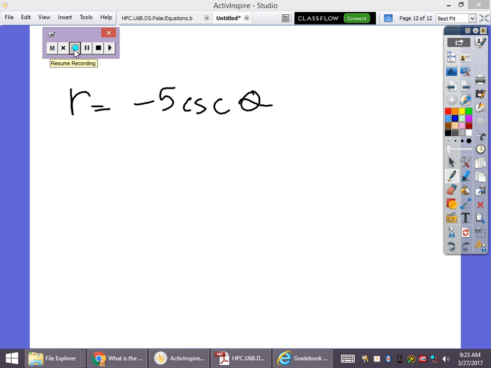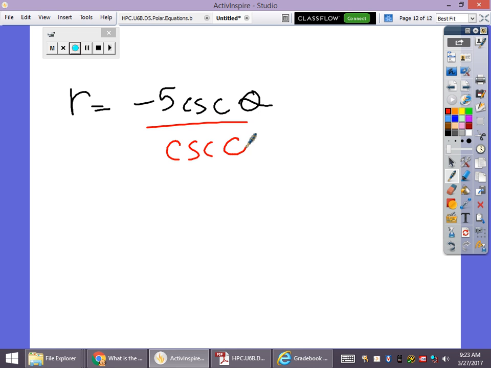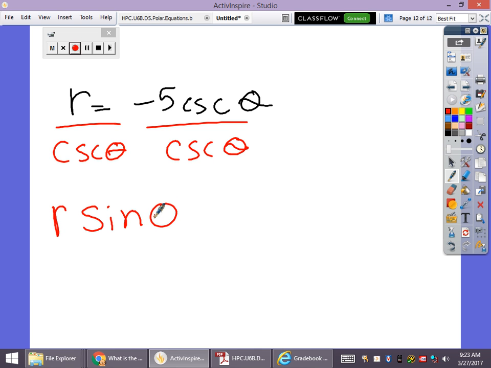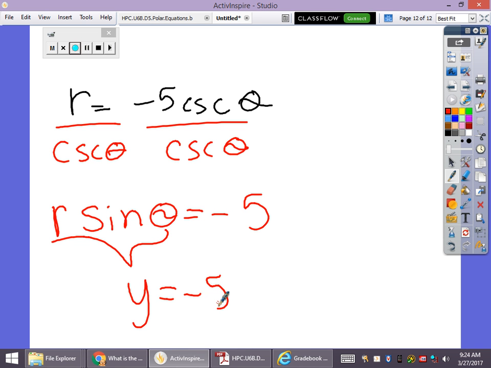Okay, instinct, what do you think I should do? I'm going to divide by cosecant theta. Great. Dividing by cosecant theta is the same as multiplying by its reciprocal operation, which is sine. So I have r sine theta equals negative 5. What does r sine theta become? y equals negative 5. If I were to graph this, this would be a horizontal line. Okay?